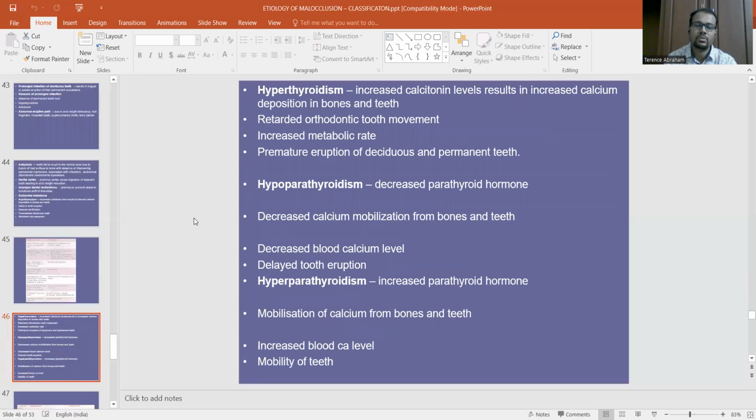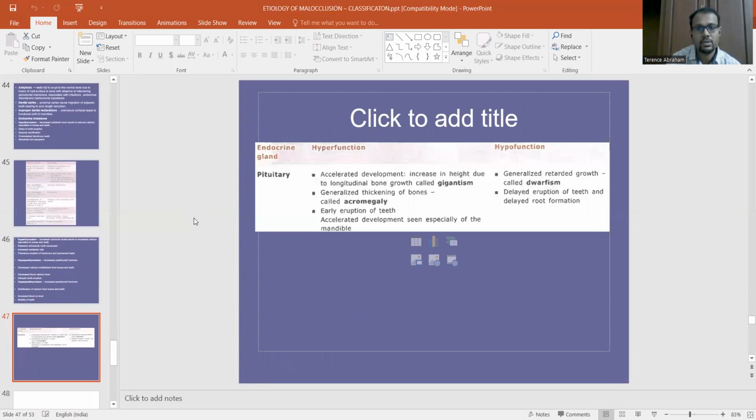Then increased thyroxine hormone, hyperthyroidism, retards orthodontic tooth movement, increases metabolic rate, and causes early eruption of the deciduous and permanent teeth. Then parathyroid hormone: in the case of deficiency, it decreases calcium mobilization from the bones and teeth and decreases the blood calcium level, which can result in delayed tooth eruption. In the case of increased parathyroid hormone in the blood, it causes mobilization of calcium from the bones and teeth, increased blood calcium level, and it causes mobility of the teeth.